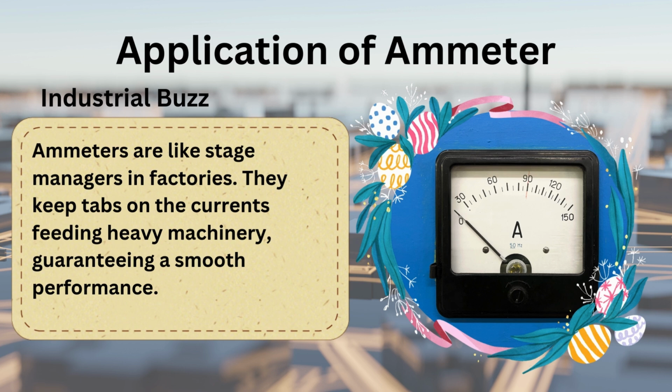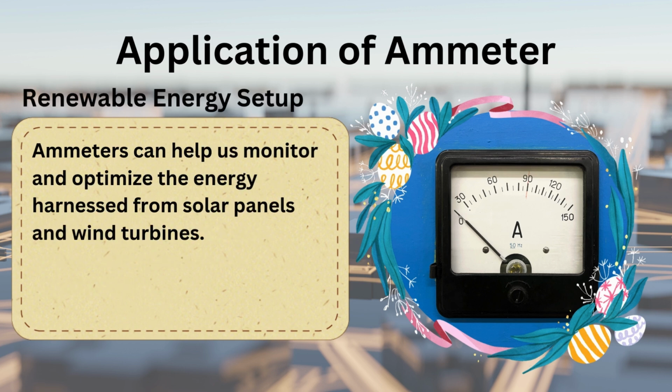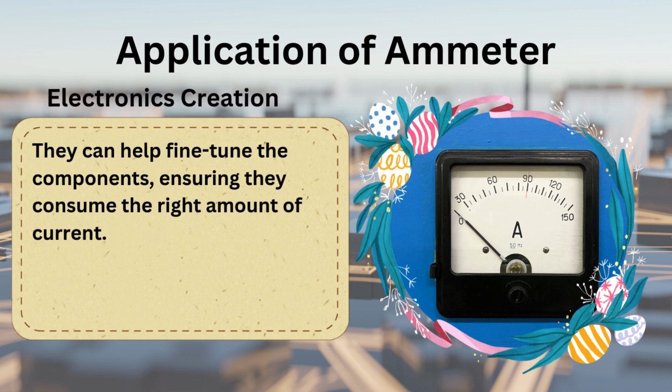Number 5. Renewable energy setup. Ammeters can help us monitor and optimize the energy harnessed from solar panels and wind turbines. Number 6. Electronics creation. They can help fine-tune the components, ensuring they consume the right amount of current.